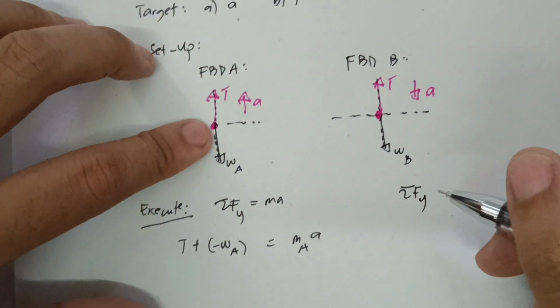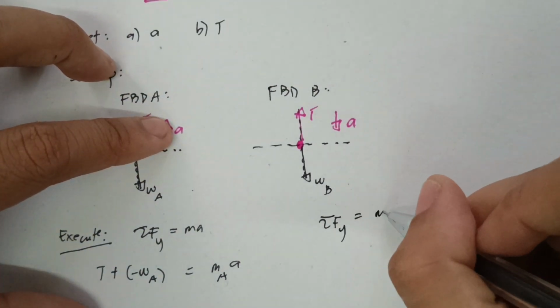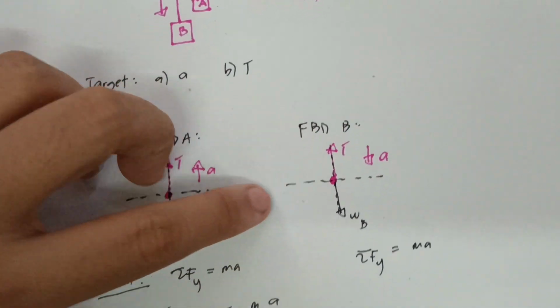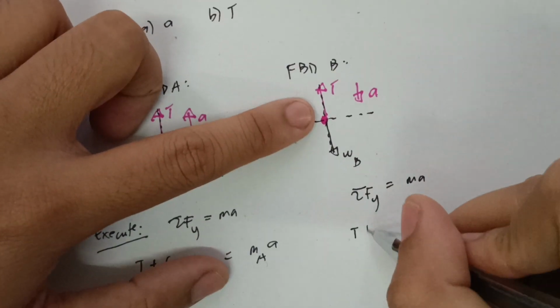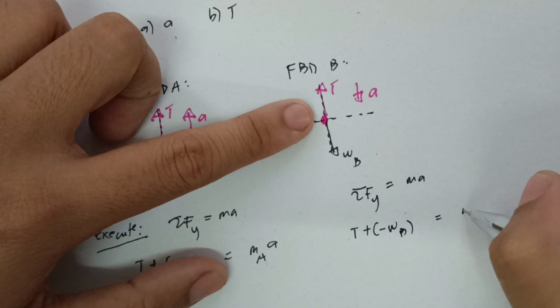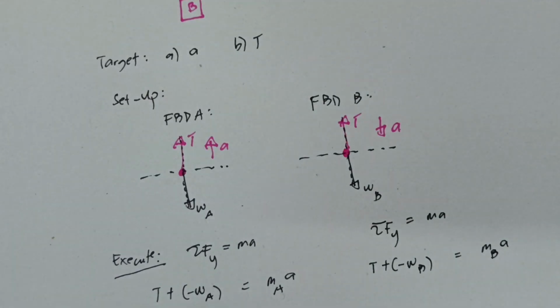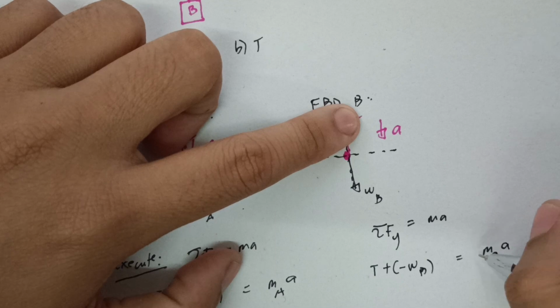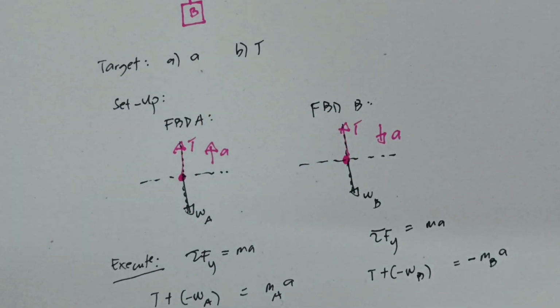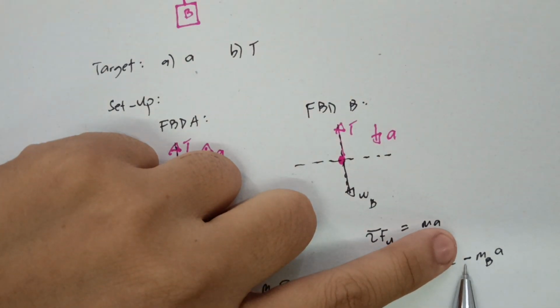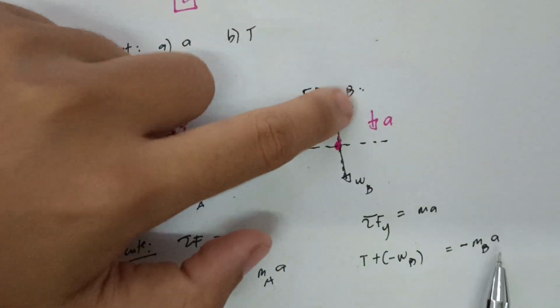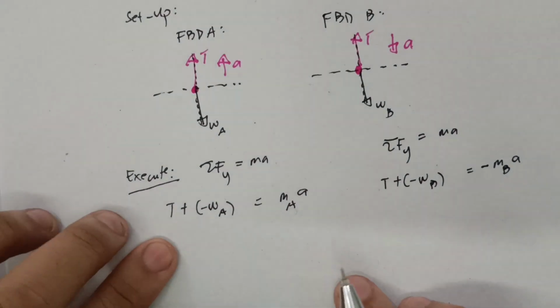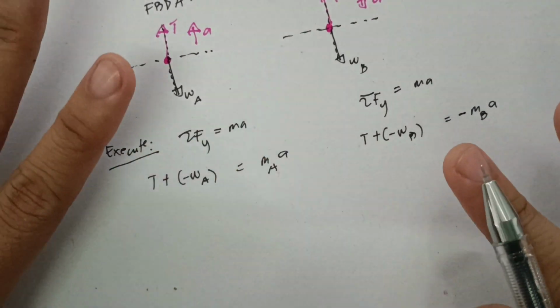So this is also forces along Y, mass times acceleration, because again, the motion is along Y. So what are the forces along Y from object B? We have tension plus negative weight sub B is equal to mass sub B times acceleration. As you can see here, the acceleration is downward, so we have to put negative, no? Because acceleration is a vector. Okay, so we have to put negative. Again, take note, the negative here is not due to the mass, but due to the acceleration because the motion is downward. Okay. Now we have two equations for two unknowns.